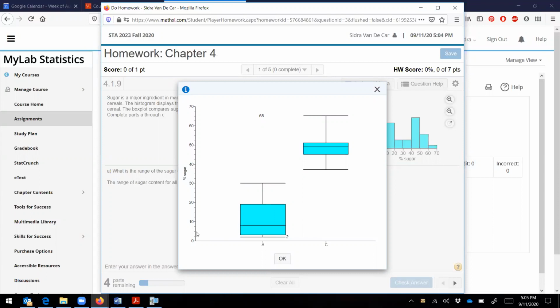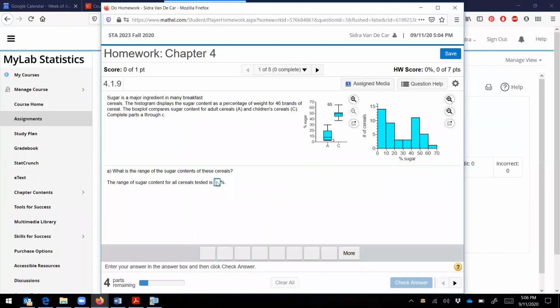All right, so we're going to say from about, let's see, this would be 5. Yeah, so it would be about 2 right here, I see it, is the lowest value to 65 is the highest. So 65 minus 2 would be 63%.